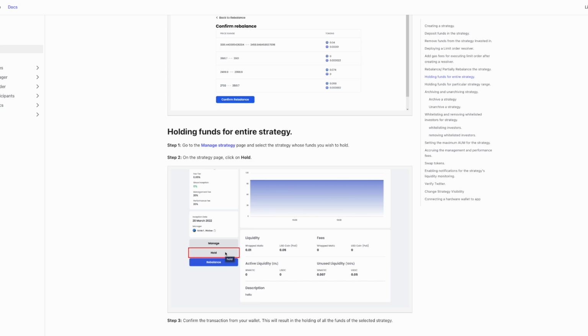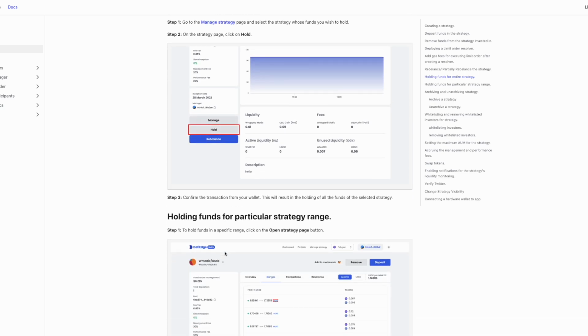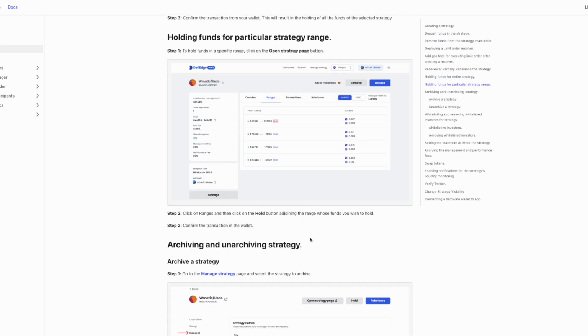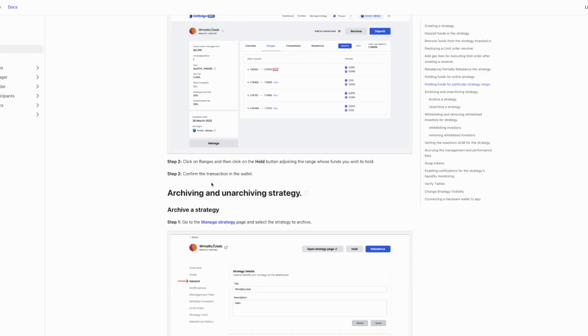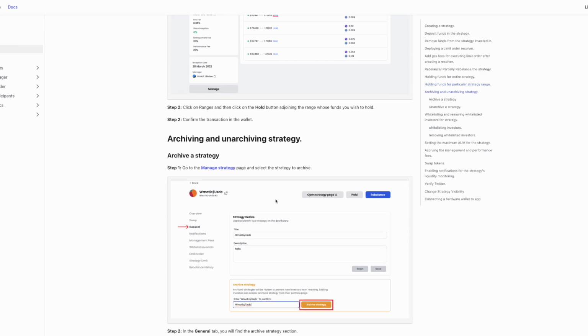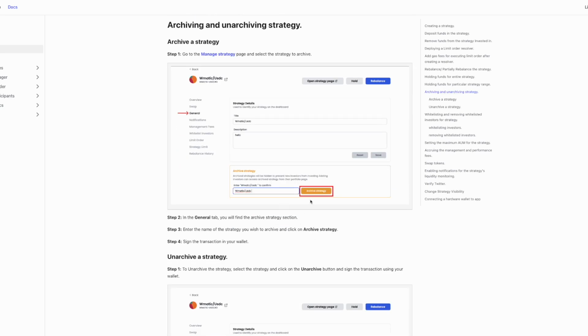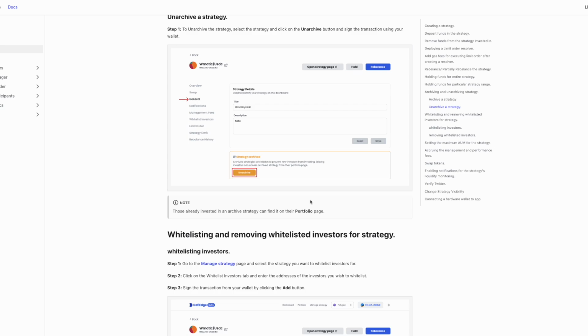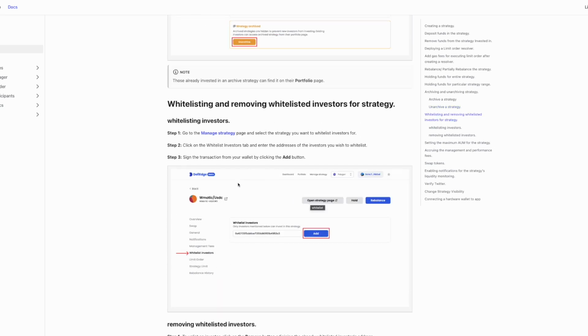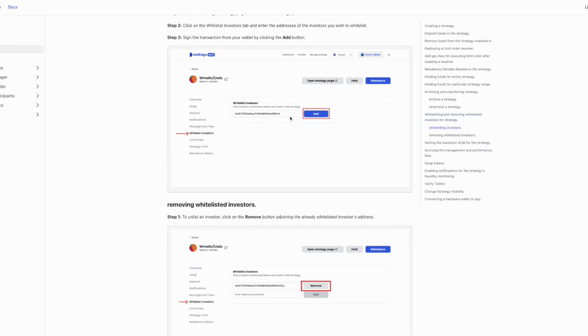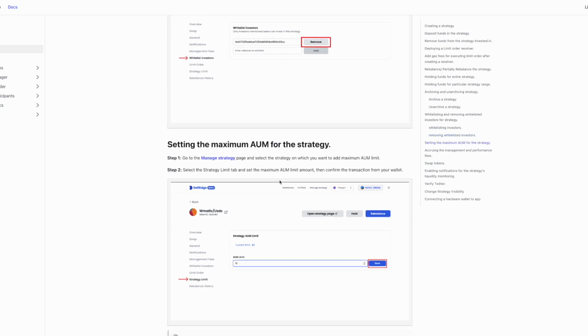So sometimes the strategy manager might decide that it's best to just hold that single asset and let it moon. And then when it starts dropping again, he can rebalance and deploy those assets. Okay, holding funds for a particular strategy range, archiving or unarchiving a strategy. So kind of like hiding it or putting it back into the public. Whitelisting investors is what I showed you before. For that one strategy, you put some wallets in there, and then they can deposit assets.